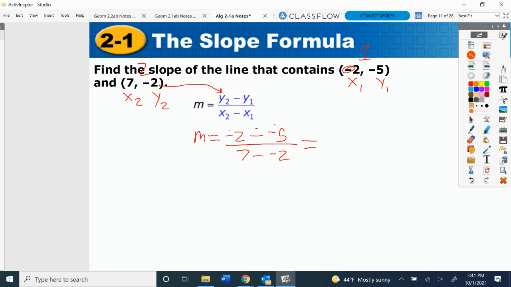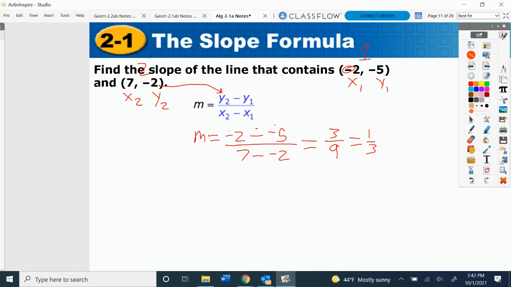Okay, so up on top, negative 2 minus negative 5 is going to end up getting us positive 3. Okay, and then 7 minus negative 2 is going to end up giving us positive 9. All right, and we can simplify that down, and we can make that into 1/3. So there would be our slope of that line. All right, it'd come out to be positive 1/3.